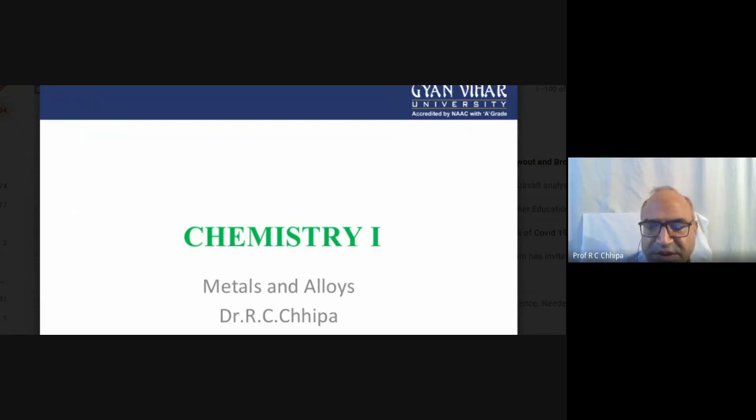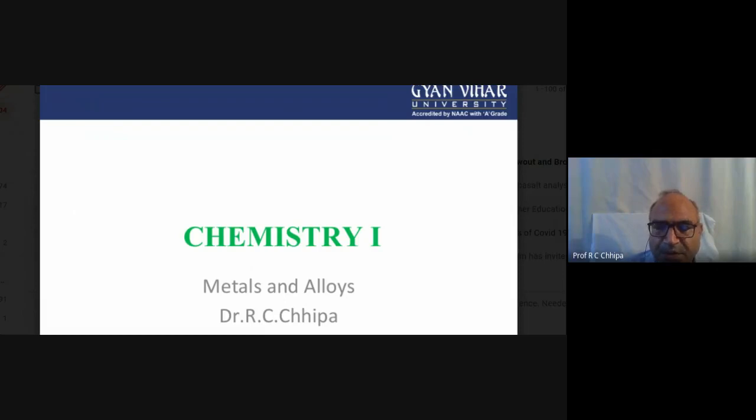Bronze, I have also given as an example. Bronze is a mixture of copper and tin. Brass, bell metal, bronze, and kansa are all alloys. Now we have to look at the properties of metals. Various characteristics of metals are there, but those properties are further converted into the required properties for the technologies.